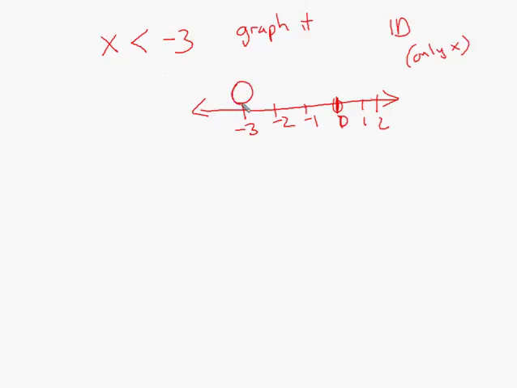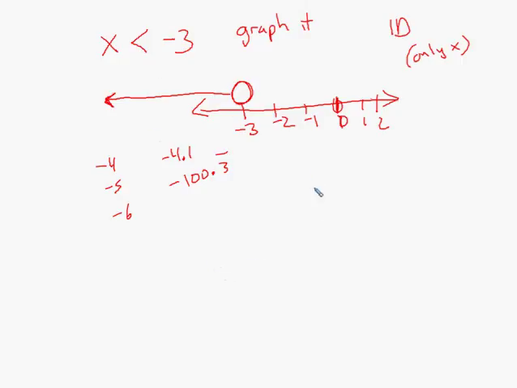Open circle, right? Why? Because I can't be equal. In which way would I go? Left. To the left, because all of these are negative. That means the following would be answers: -4, -5, -6, -4.1, -100.3. All of those are answers. Why? Because they're all less than -3.